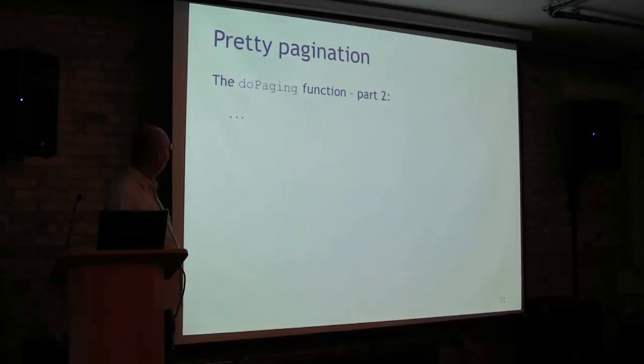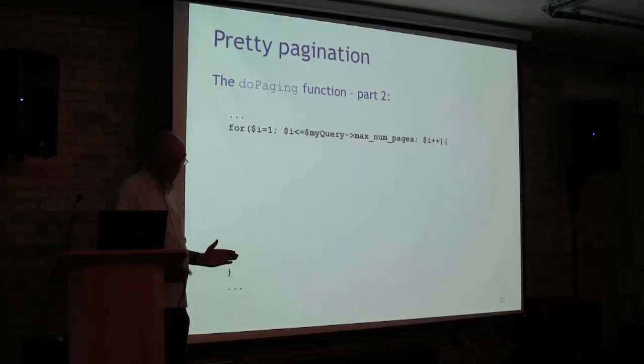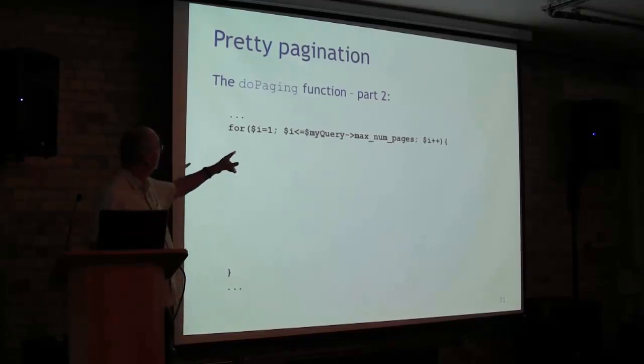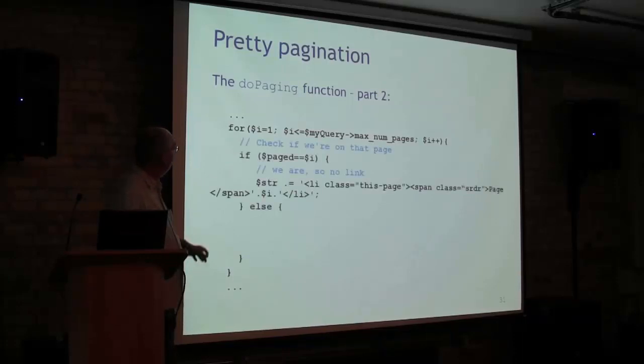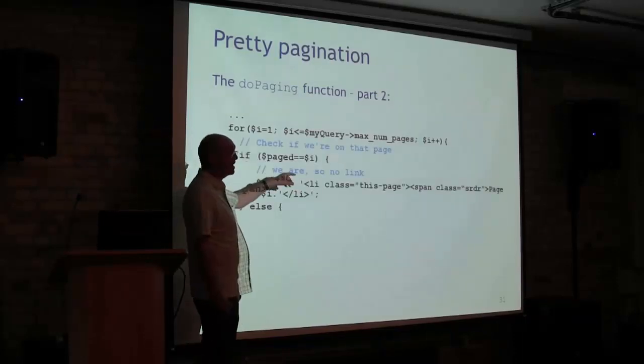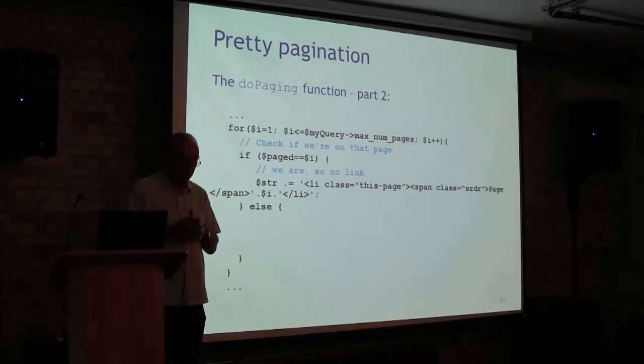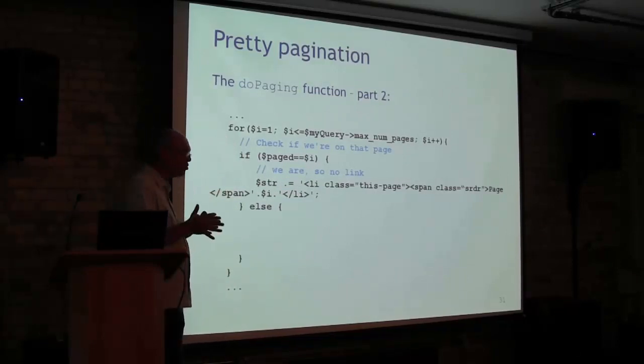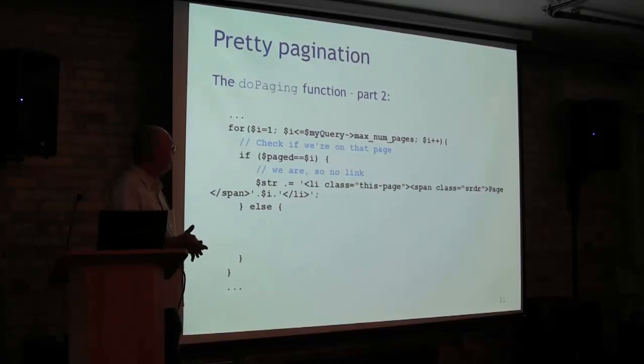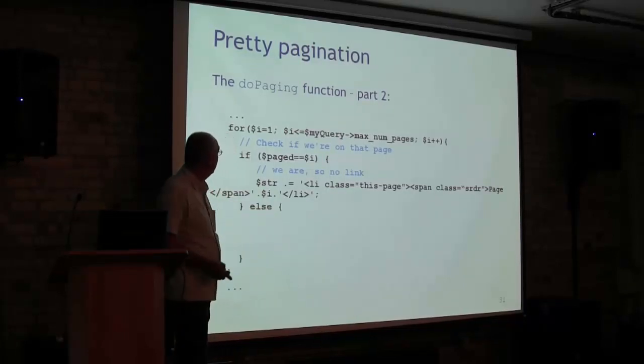Part 2 of the function, I'm going to create this loop. Maximum number of pages, so I want to put out something for every single page of the results that I'm going to deal with. So I set a loop, note that it starts at 1 rather than 0, and then the very first thing I want to do is to check, am I on this page? Because when I do this, I prefer not to put out a link if I'm on that page. It seems a bit nonsense to have links to go to the page you're actually on in the first place. And so I'm just putting out a number there.